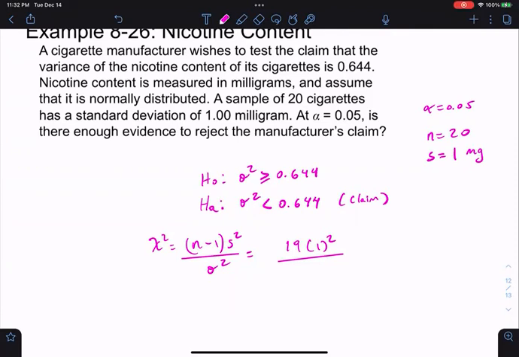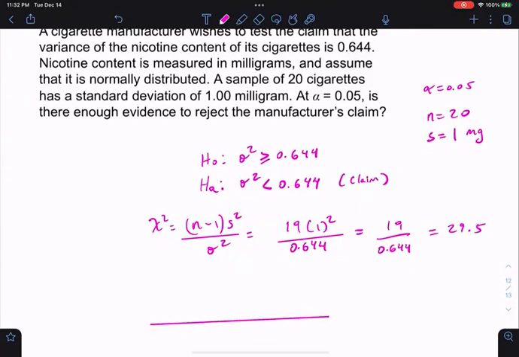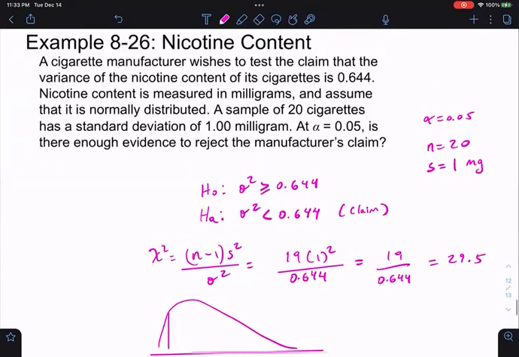Let's see, what is that? Sample of 20, standard deviation. Okay, here is the standard deviation, 0.644. I was looking for that. So 19 divided by 0.644, you should get 29 point something, 29.5. So now you know that this is a right one-tailed chi-square test. We need to do less than, that's what they're asking here.